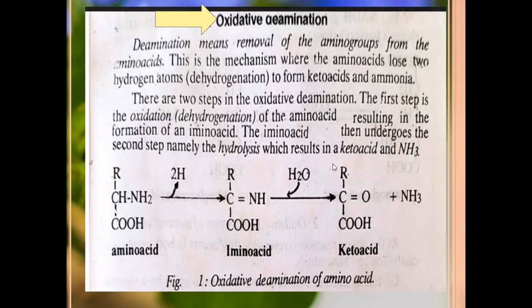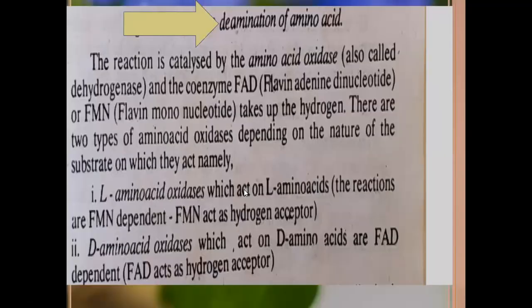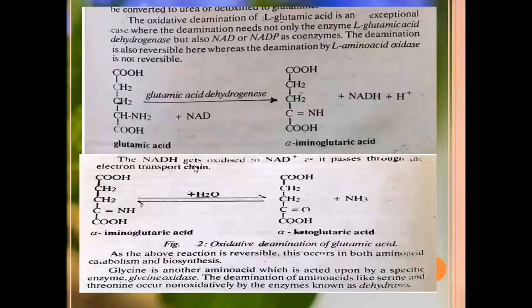So here it is simply called deamination, but the deamination process is done in these two steps. One is dehydrogenation, the second one is hydrolysis. Dehydrogenation is elimination of hydrogen from the amino acid to form the imino acid. After formation of the imino acid, that form is involved in the hydrolysis reaction to form a keto acid and removal of the amino group. It is the general formula for oxidative deamination. So oxidative deamination is done in two steps.